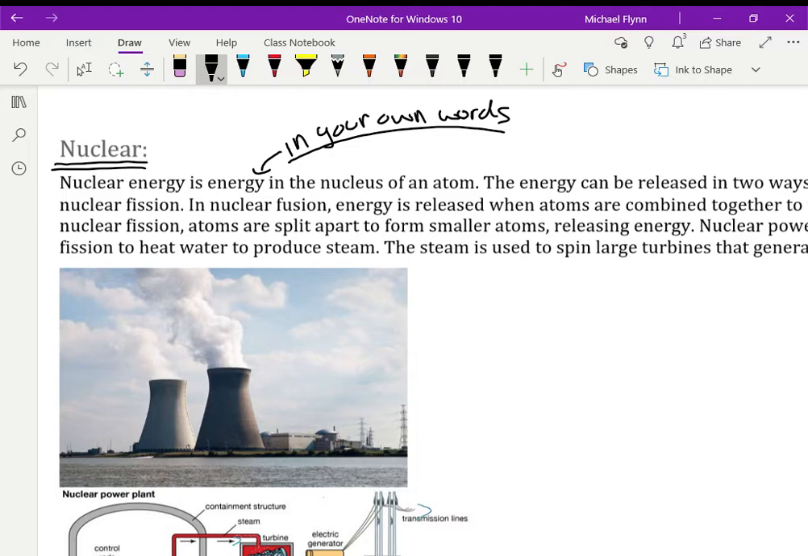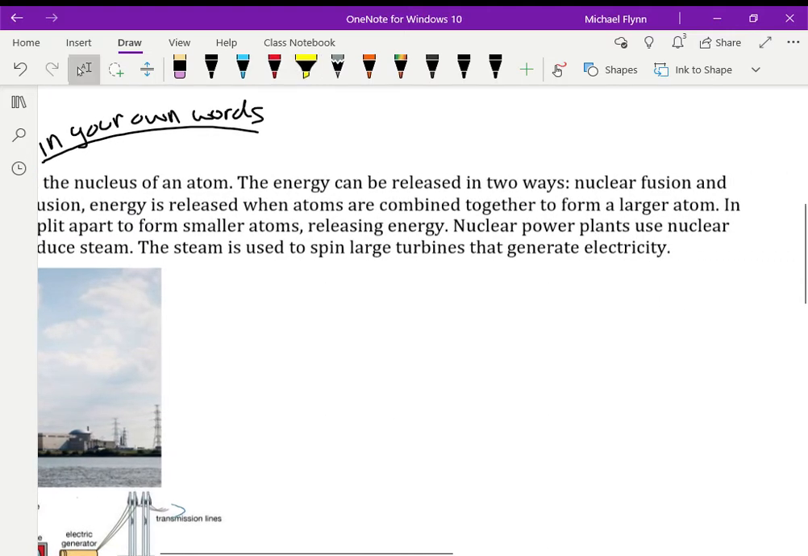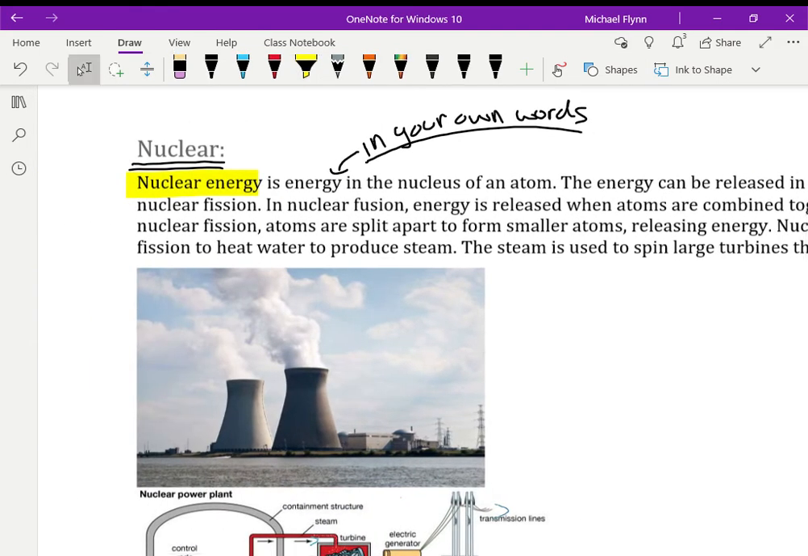But anyway, let's talk about this. Nuclear energy. Nuclear energy is contained in the nucleus of an atom, okay? And the energy can be released in two ways. Now, we've looked at these two ways already, fusion and fission. Okay, so nuclear fission is the splitting of atoms. And in fact, nuclear fission, this one here, is pretty much the only way that nuclear power plants generate electricity. We don't use fusion. Fusion is used in nuclear bombs, okay?